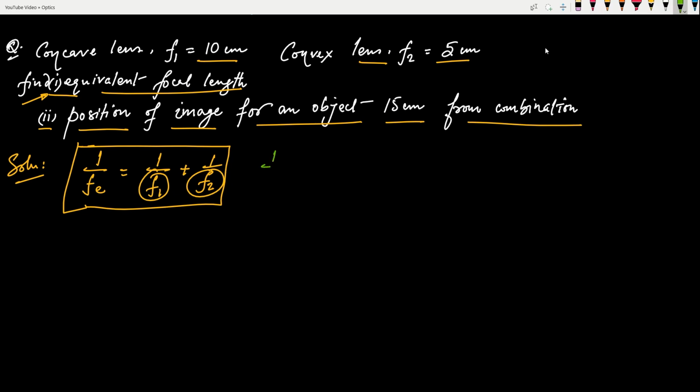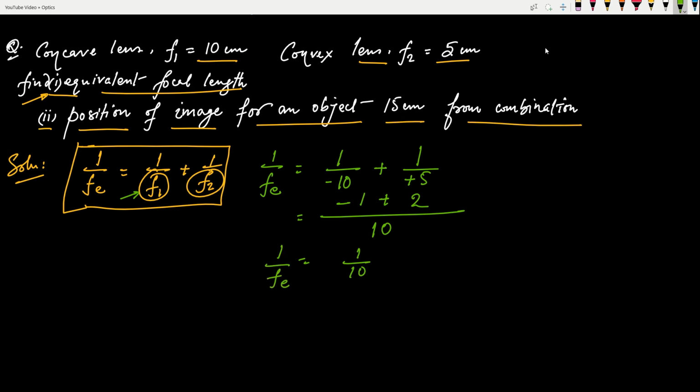So let's see. Therefore we can write that 1 by fe is equal to 1 by f1. Now for the concave lens, the focal length is given to be 10 cm, and we know that the sign will be negative for concave. Therefore we will write f1 as minus 10 cm, plus we know the focal length for a convex lens is always taken as positive, so f2 will be plus 5 cm. Now if we solve this, we get LCM as 10, and here will be minus 1, and here it will be plus 2, and we ultimately get 1 by 10 is equal to 1 by fe, or therefore we can say that fe is equal to 10 cm.